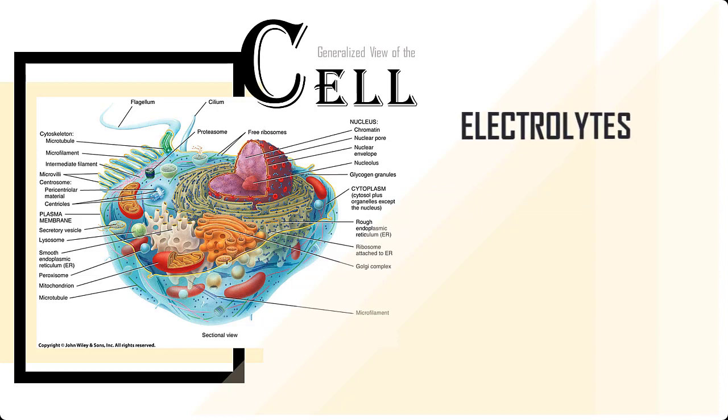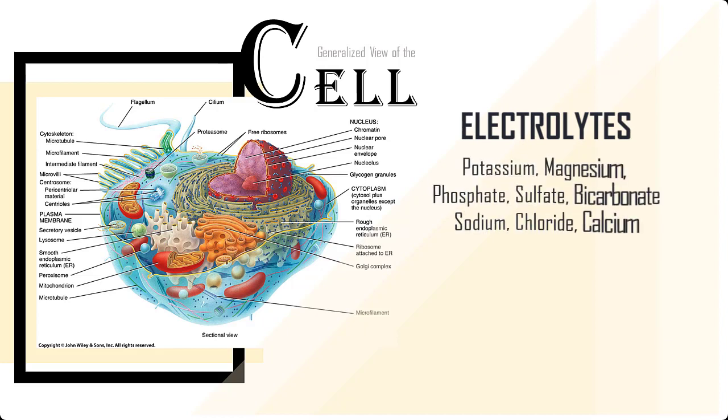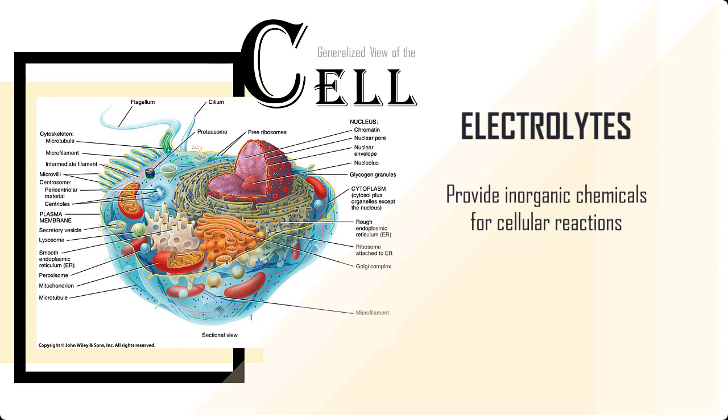Now, there are also important ions in the cell, which include potassium, magnesium, phosphate, sulfate, bicarbonate, and smaller quantities of sodium, chloride, and calcium. The ions provide inorganic chemicals for cellular reactions, and they are necessary for the operation of some cellular control mechanisms. An example of these are ions acting at the cell membrane that are required for the transmission of electrochemical impulses in nerve and in muscle fibers.